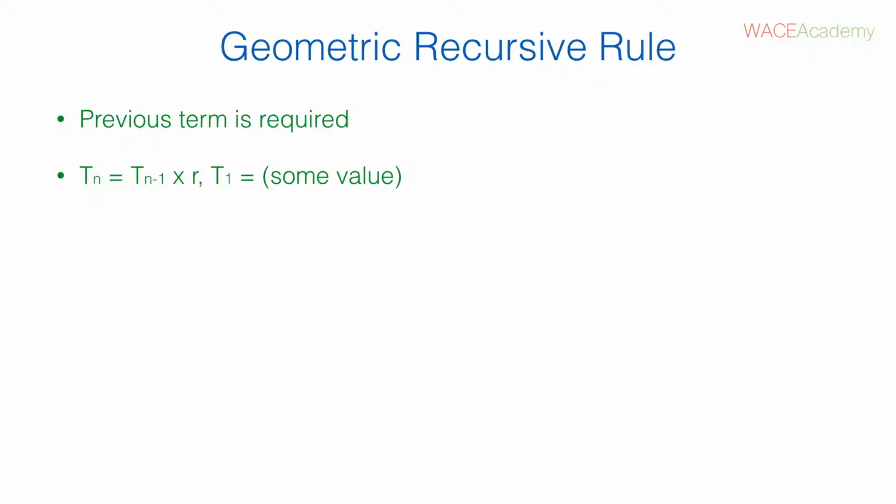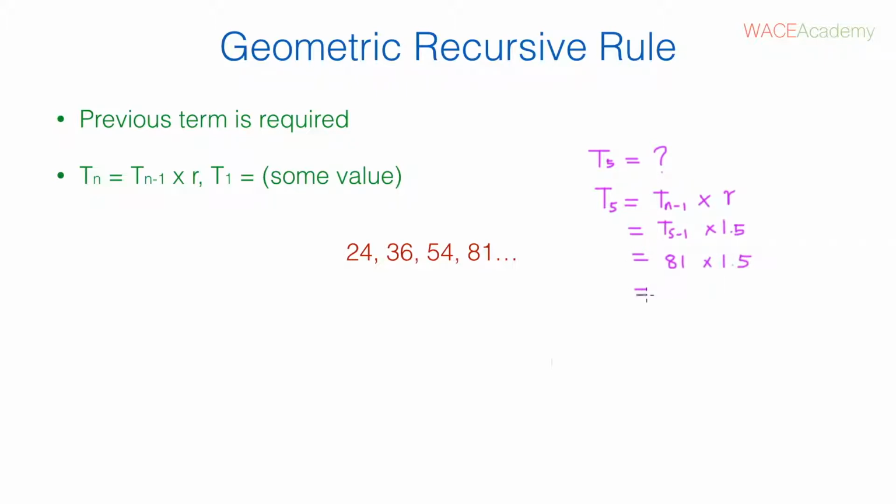In the previous example, we had the sequence 24, 36, 54, 81, and so on. If we were asked to find the fifth term, when using the geometric recursive rule, the equation will be T5 is equal to Tn take 1 multiplied by R. Substitute in 5 for n. 81 is T4, which when multiplied by 1.5 gives us 121.5. So T5 is equal to 121.5.